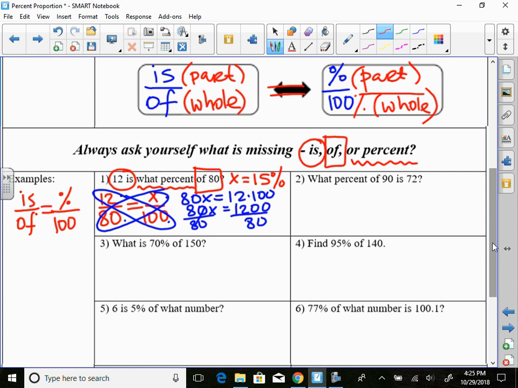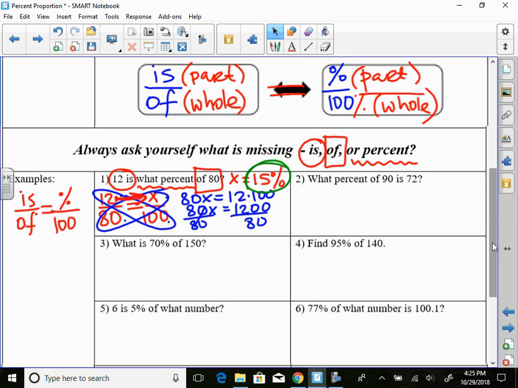So now check to see if the answer makes sense. They're telling us that 12 is a portion of 80. So the percentage related to 12 has got to be smaller than 100. That's what I'm trying to see, and it really is. So we're ready to move on.